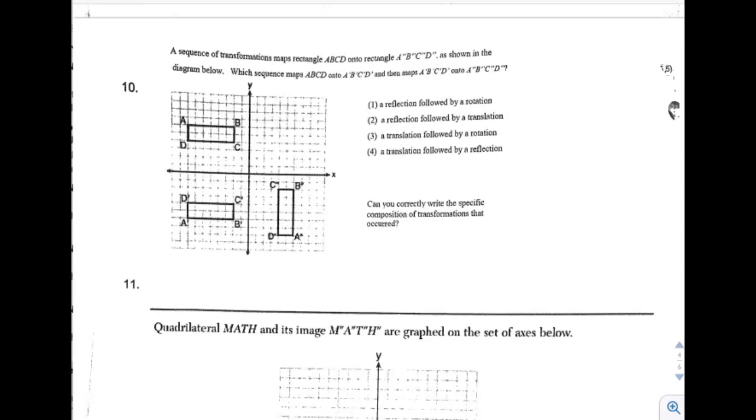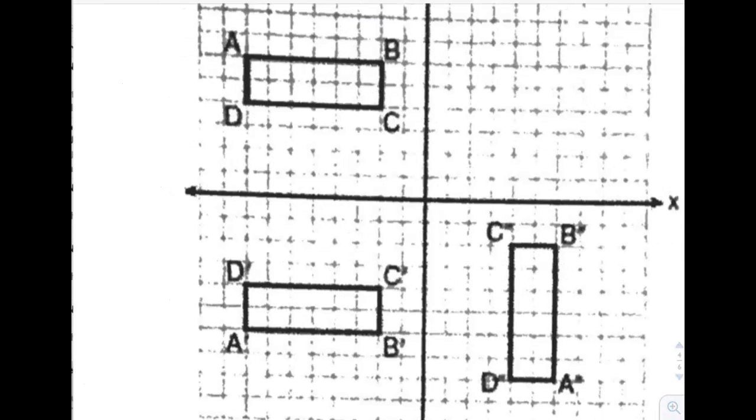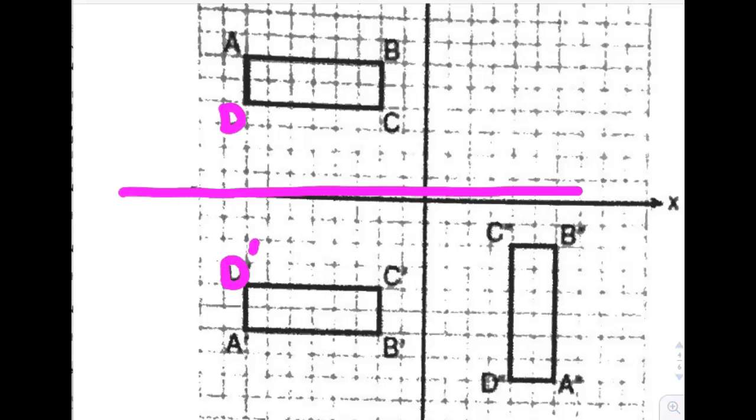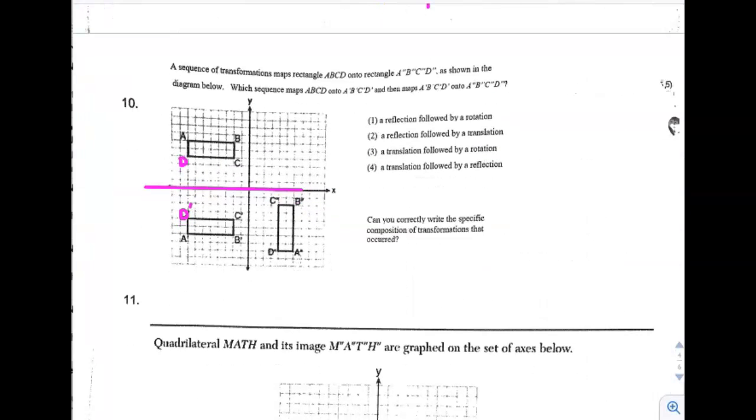Number 10 says, which sequence maps ABCD onto its primes, and then its primes to its double primes? So what got us from here to there, and then from there to there? So the first thing that happened, is this a translation, or is it a reflection? It actually has to be a reflection, because look where D is, and look where D prime is. They're mirror images of each other. So the first thing that happened was it was a reflection over the x-axis.